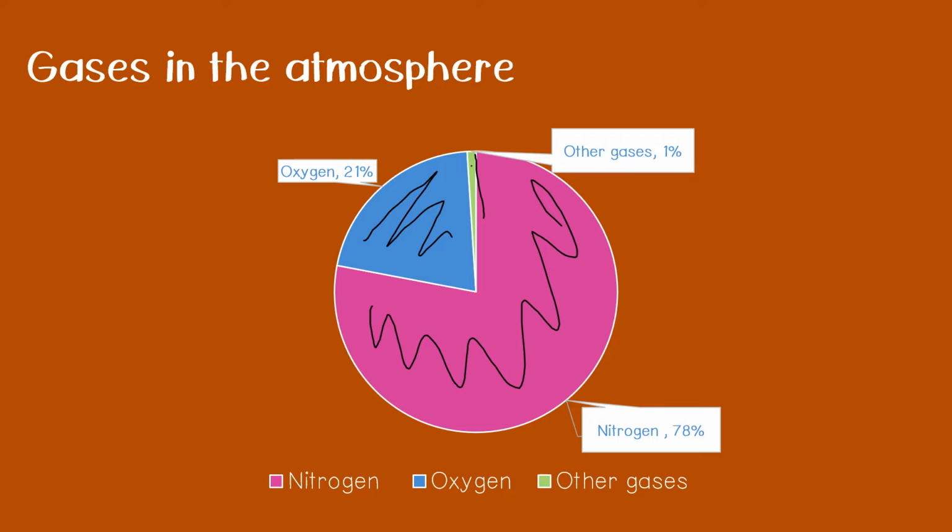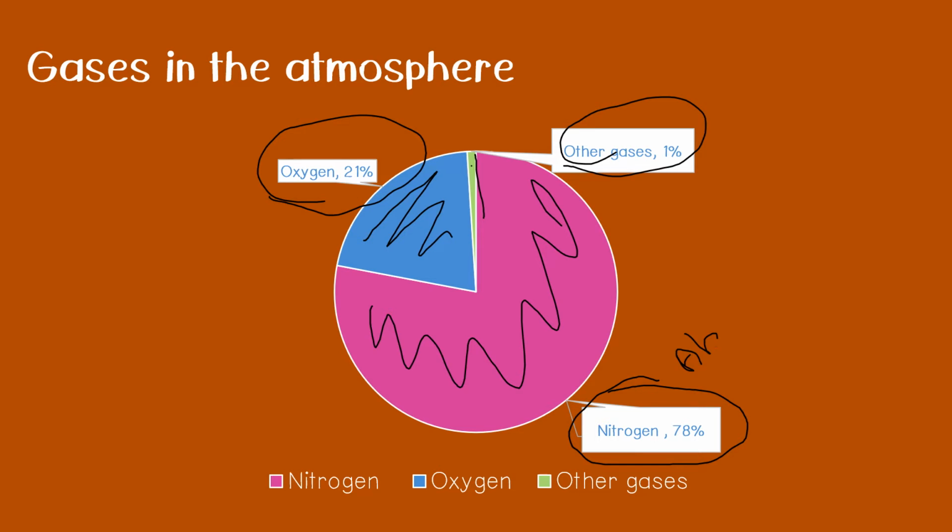So 78% of the gases in the atmosphere are comprised of nitrogen. Then we have oxygen, which is 21%. And then we have other gases that make up 1%. It's very easy to get it mixed up between oxygen and nitrogen because people always talk about how we need oxygen to breathe, which is true. But in the atmosphere, nitrogen is the most abundant gas in the atmosphere.